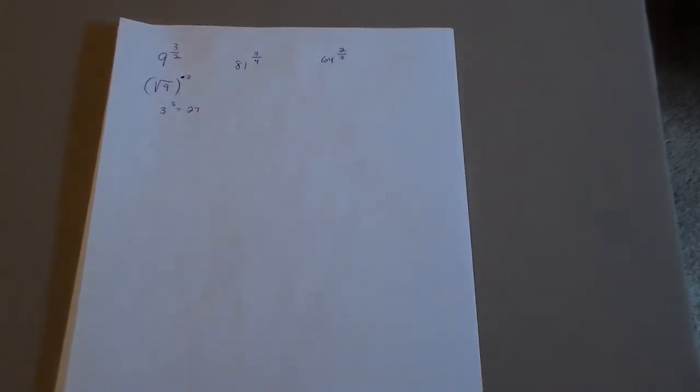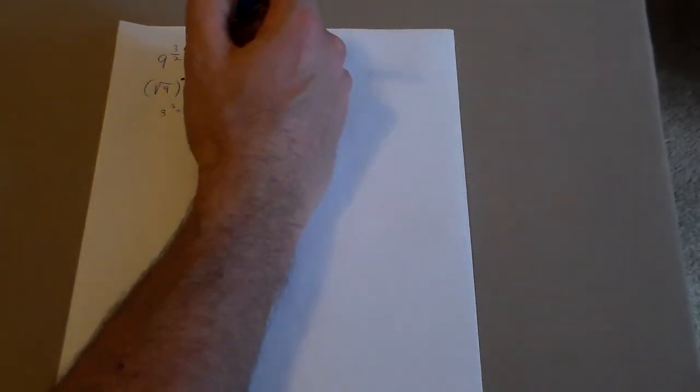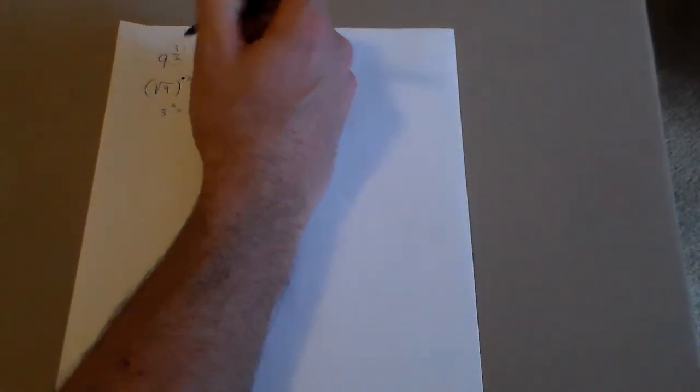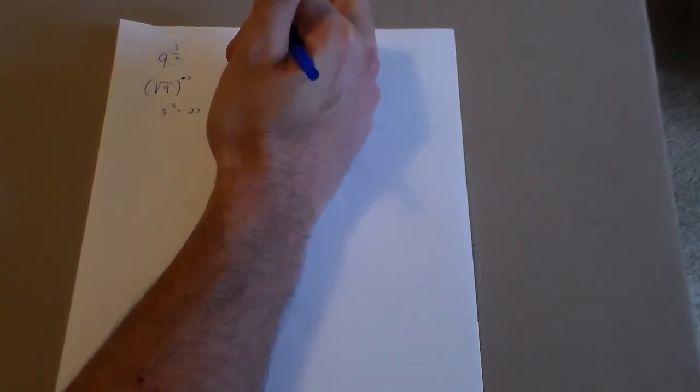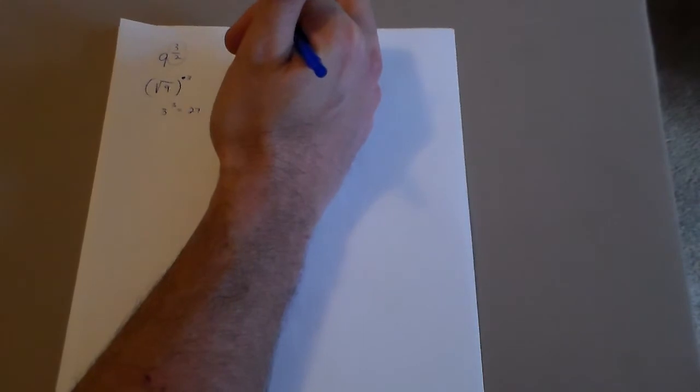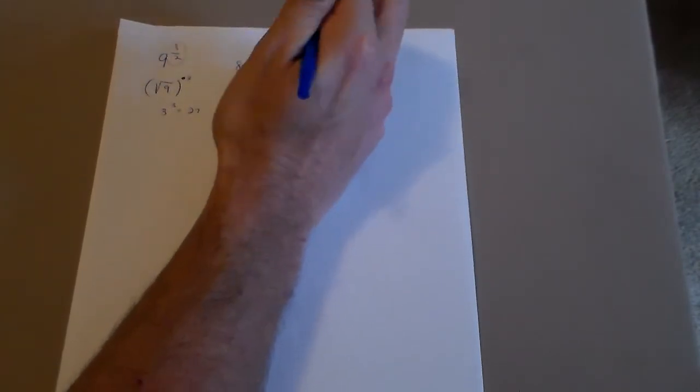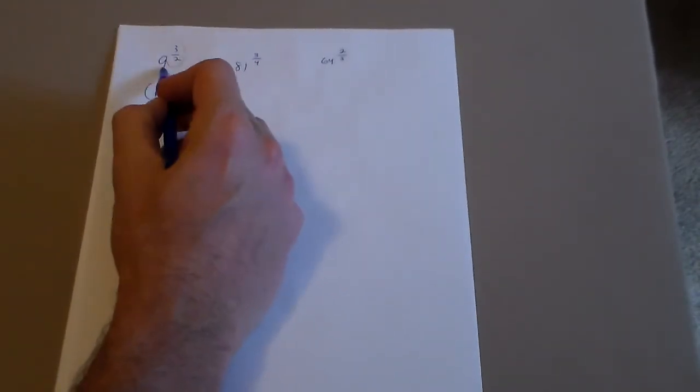Now, when I look at these, I want to see if the answer is reasonable. Okay, is the answer reasonable? Well, this is like taking something to the 1.5 power. 9 to the first is 9. 9 squared is 81. So it makes sense. It makes sense to me that this number is going to be bigger than 9.